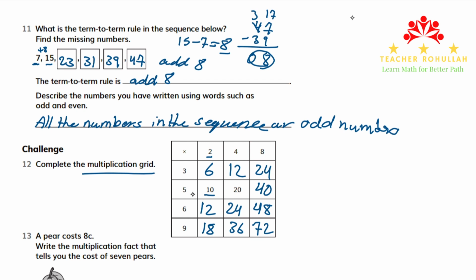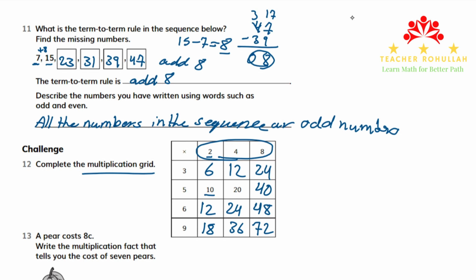The same way, when we multiply 2 by 5 it is 10, and 4 times 5 is 20, and 20 is double 10. 8 times 5 is 40, and 40 is double 20. Look, all the numbers are the double of each other. If we double 2, we get 4. If we double 4, we get 8.